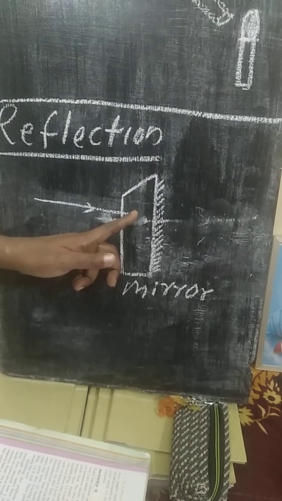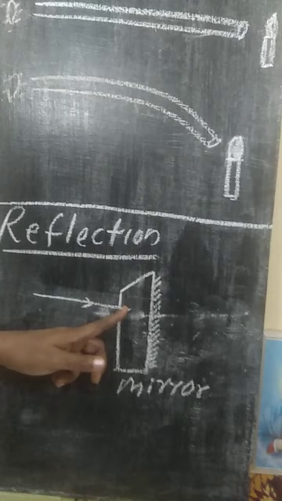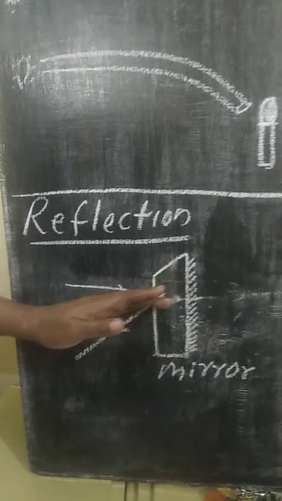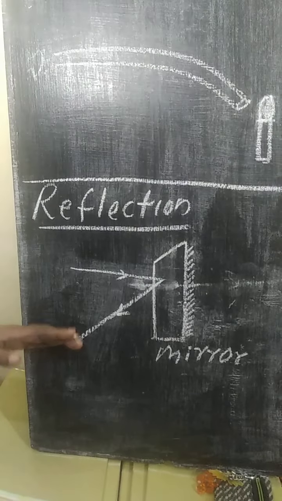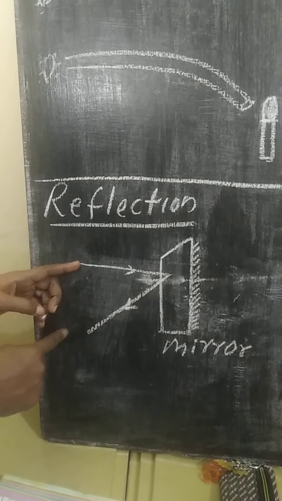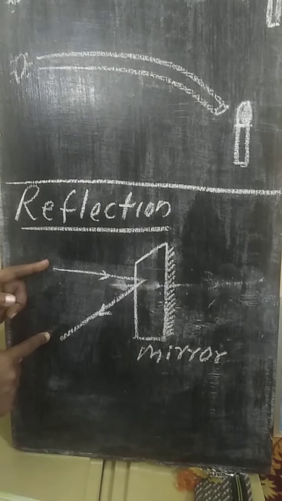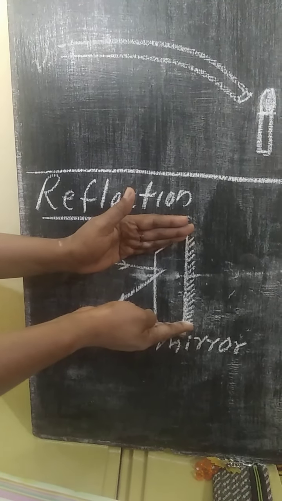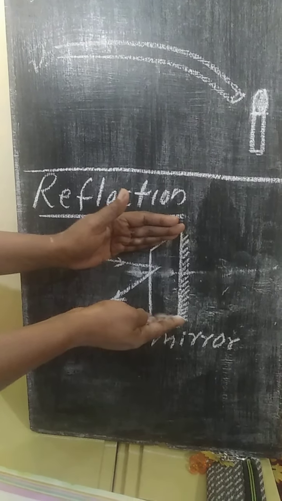So no light will pass through the body, but from the first face itself, the light gets reflected back. So what is reflection? That is the sending back of light or bouncing back of light from a shiny surface like a mirror.